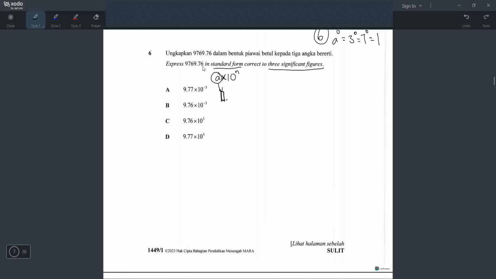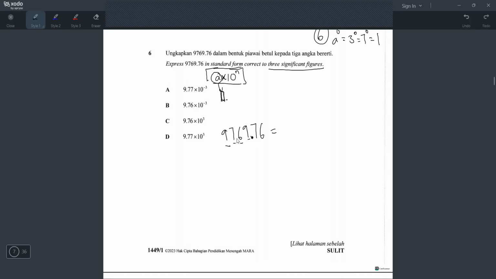I will explain one more time. Standard form means it will look like this: A times 10 power n. And then A will be a number that can have a decimal point, but in front of the decimal point, it can only have one digit. And the digit cannot be zero. So if I give you 9769.76, automatically you will tell me this is not a standard form, because in front of the decimal point there are 1, 2, 3, 4 digits.